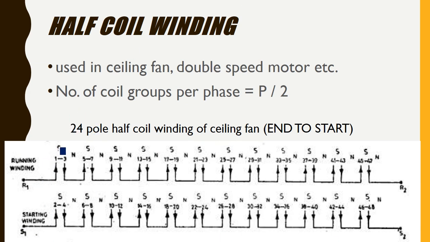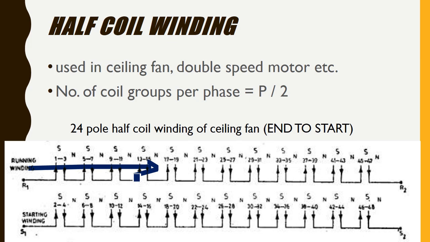It is a 24 pole machine, and we can see 1, 2, 3, 4, 5, 6, 7, 8, 9, 10, 11, 12 coils. Each coil is a group itself. So 12 coil groups in a 24 pole machine, starting and running winding individually having 12 coil groups, and that is known as half coil. That is 24 by 2. It is 12 per winding. This is a phase winding. This is one more phase winding, starting and running. So this is having 12 coil groups. A single coil itself is a coil group here.